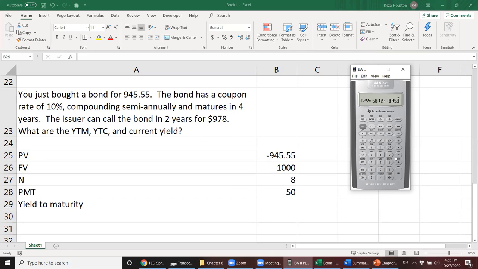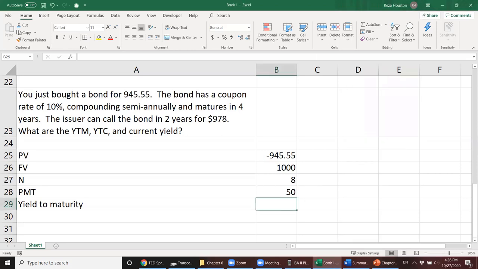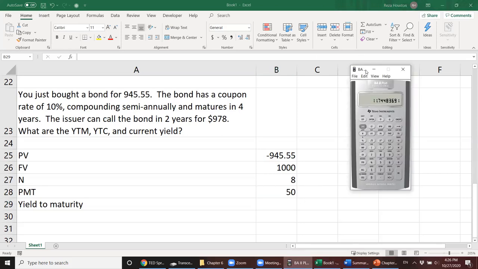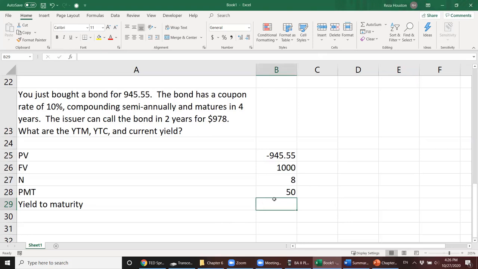Negative. All right. So our I divided by Y here is 5.87. But keep in mind, this is a semi-annual interest rate, which means we need to multiply this by 2 to get our nominal interest rate. So in this case, our yield to maturity is 11.74%.